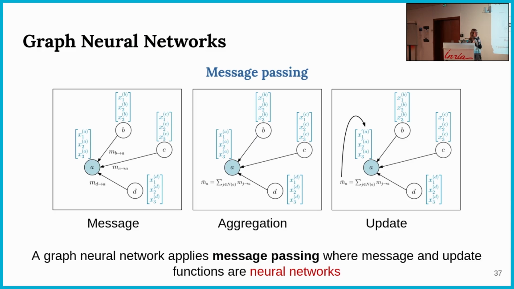So we will have another function called the update function that takes as input the current feature of node A and the aggregated message, combines them together, and so updates the information of node A. And so a graph neural network is the message passing procedure done in parallel for every node, in which the functions of the first and the third step, the message function and the update function, are learnable functions, and in particular neural networks.